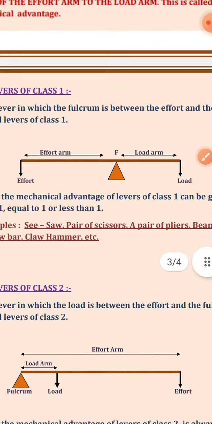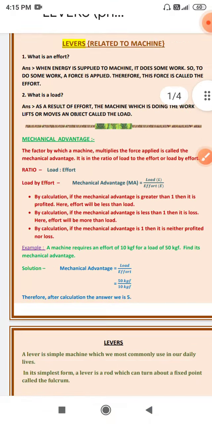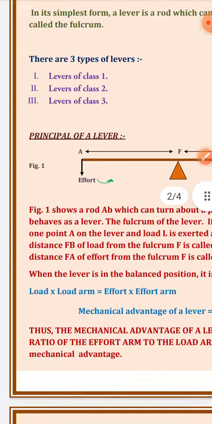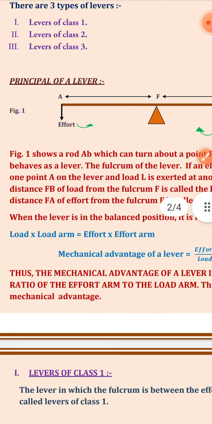Now as we already know, the main formula to find the mechanical advantage is load by effort, but in the case of levers there is a change, and it is the reciprocal. It is the reciprocal of the mechanical advantage of a normal machine. I repeat myself, the formula used for the simple mechanical advantage of a machine is the reciprocal of the formula to find the mechanical advantage of a lever.